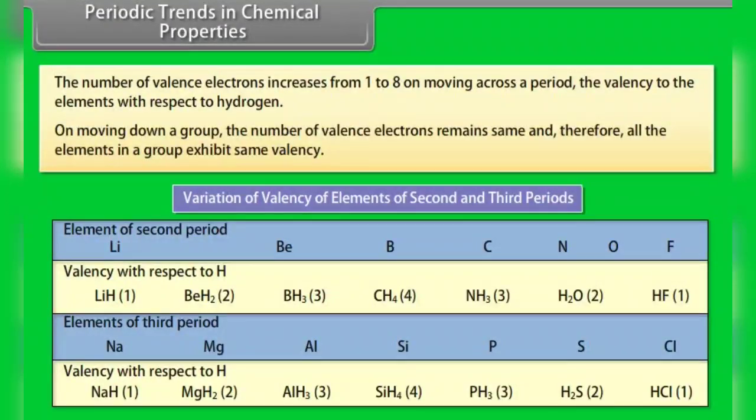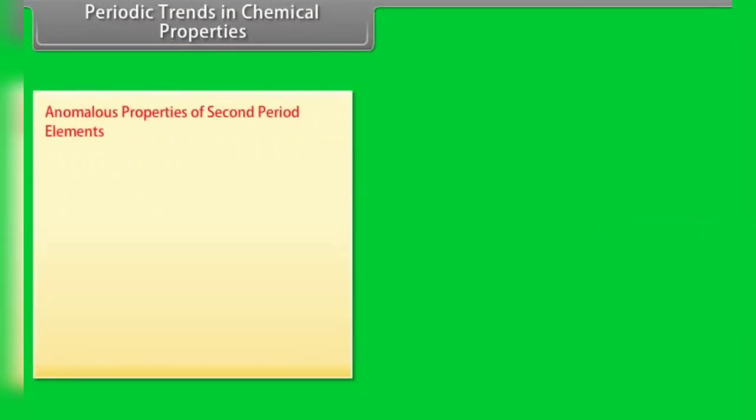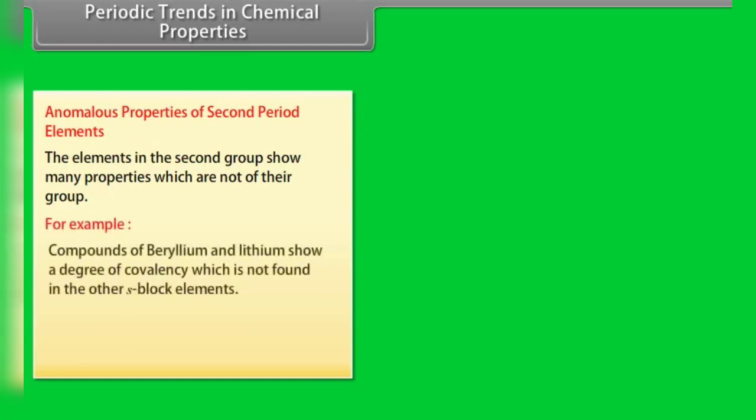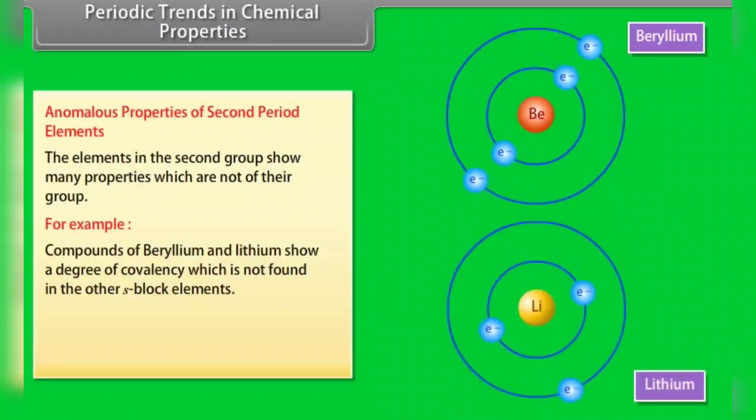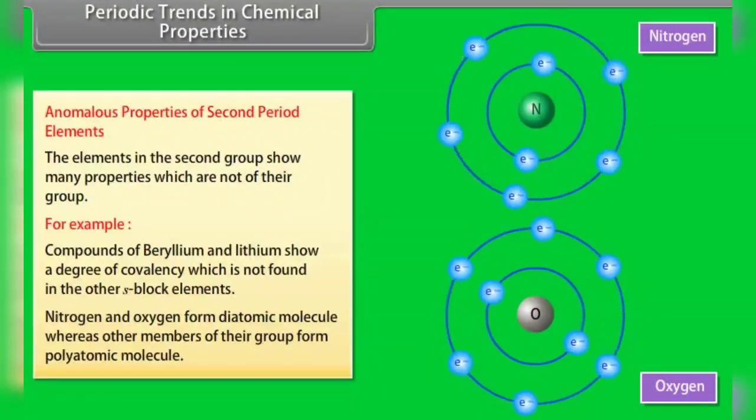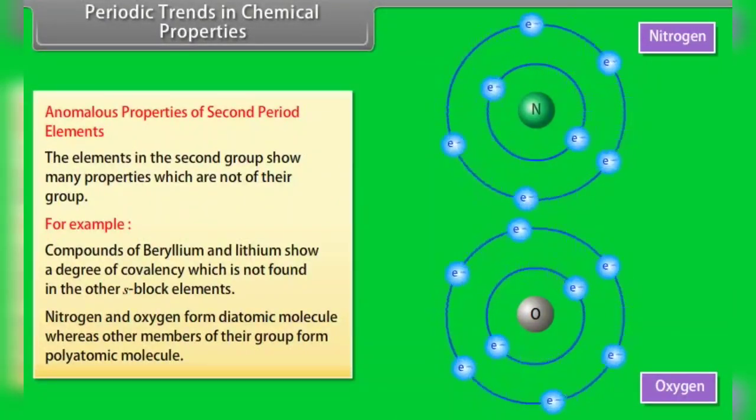On moving down a group, the number of valence electrons remains the same, and therefore all the elements in a group exhibit the same valency. Anomalous properties of second period elements. The elements in the second period show many properties which are not shared by their group. For example, compounds of beryllium and lithium show a degree of covalency which is not found in the other s-block elements. Nitrogen and oxygen form diatomic molecules, whereas other members of their group form polyatomic molecules.